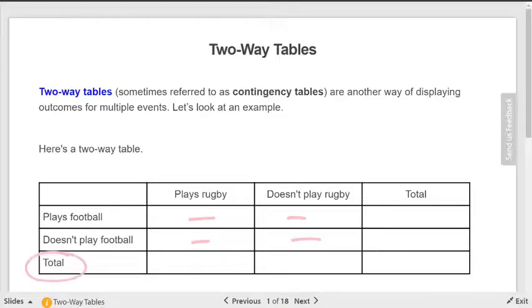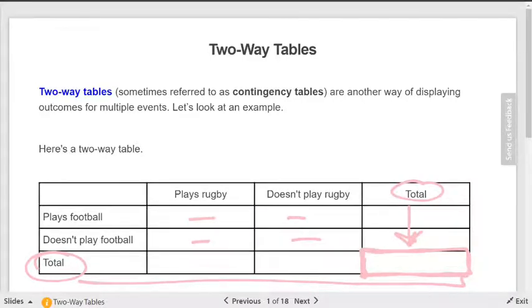And then notice there's a total for the rows, and there's a total for the columns. And in this box here, that's a total of the totals. Right? Okay? Now, this total is incredibly important to you because it's the total of all of the outcomes.